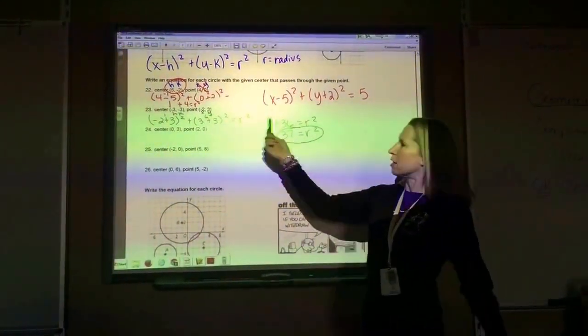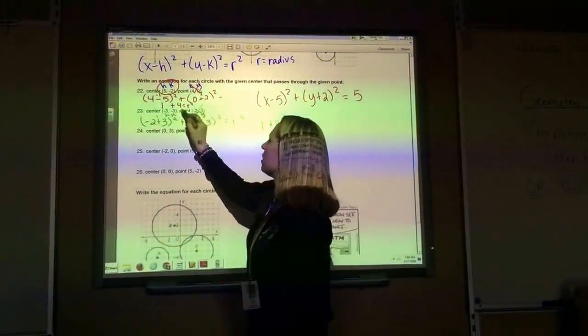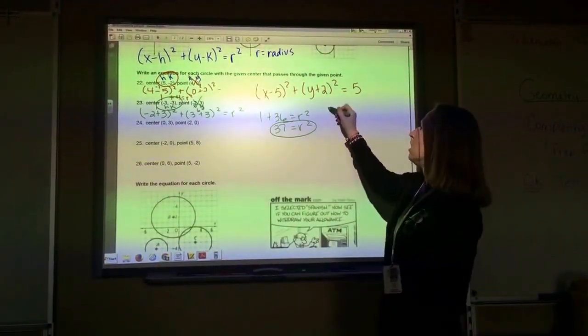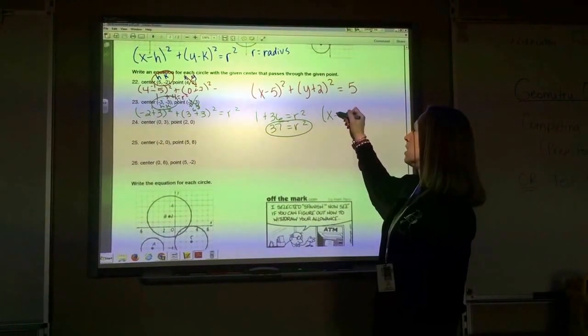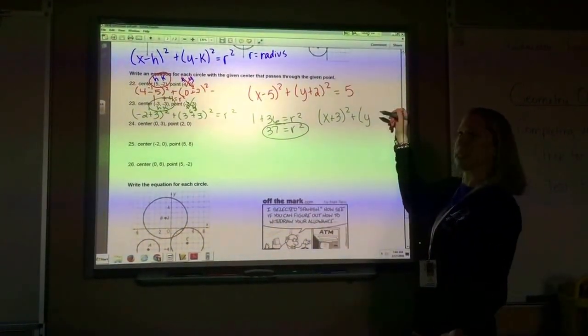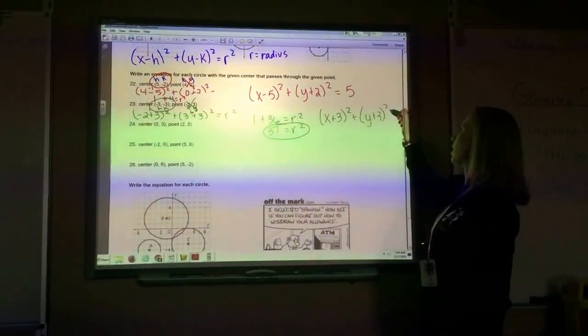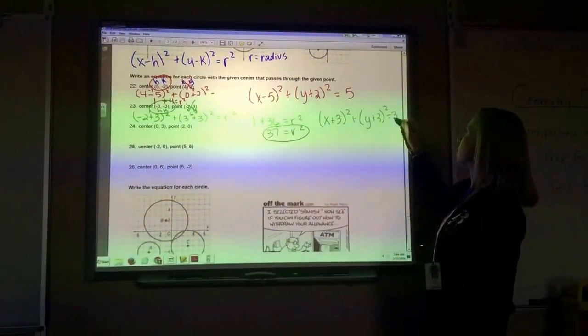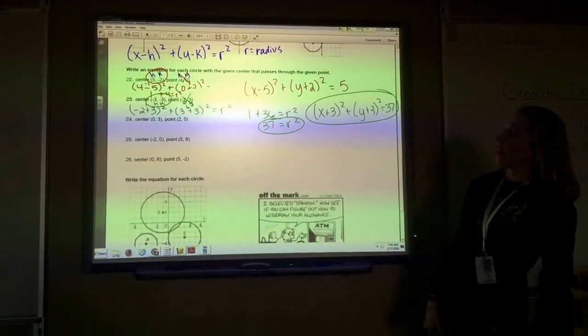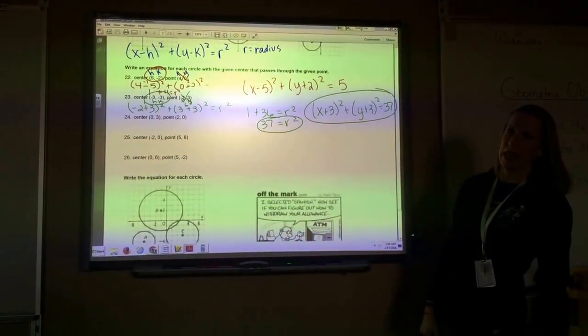When you have your radius squared, you can ignore your point, use your h and k, plug it back into the formula. So x minus a -3, plus 3 squared, y minus a -3, plus 3 squared equals the radius squared, which is 37. Don't square it again. And that's how you do 10-8.